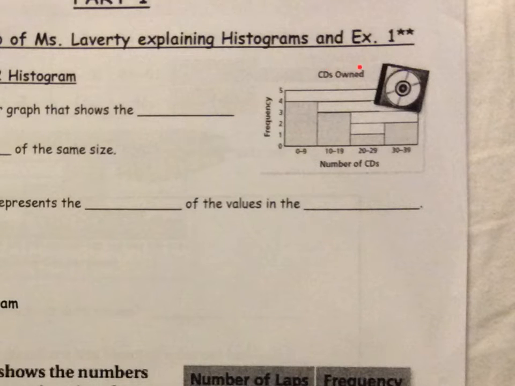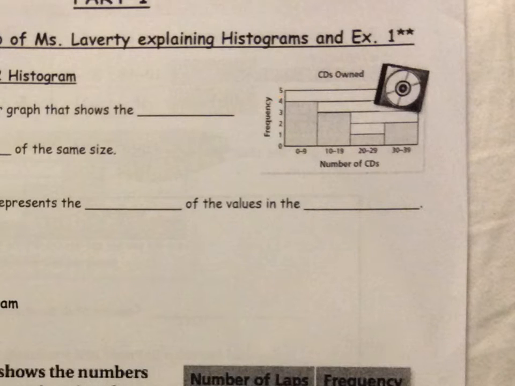So here is our histogram that we're going to start with today. The histogram is called CDs Owned. It has a title. Here's our CD. I know CDs aren't something that you guys see a whole lot of these days, so let's just pretend it's a DVD. Our x-axis tells us the number of CDs, and we call these numbers here intervals, or we call them buckets, ranges of data values that we're looking at for each bar.